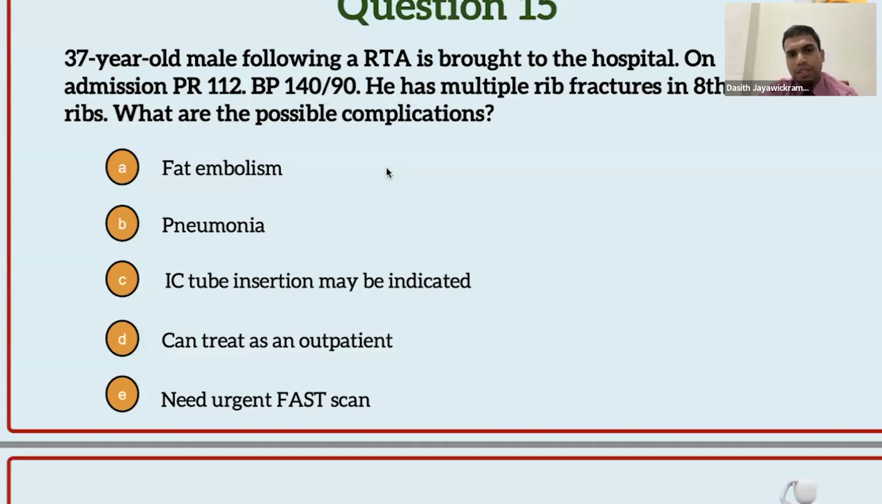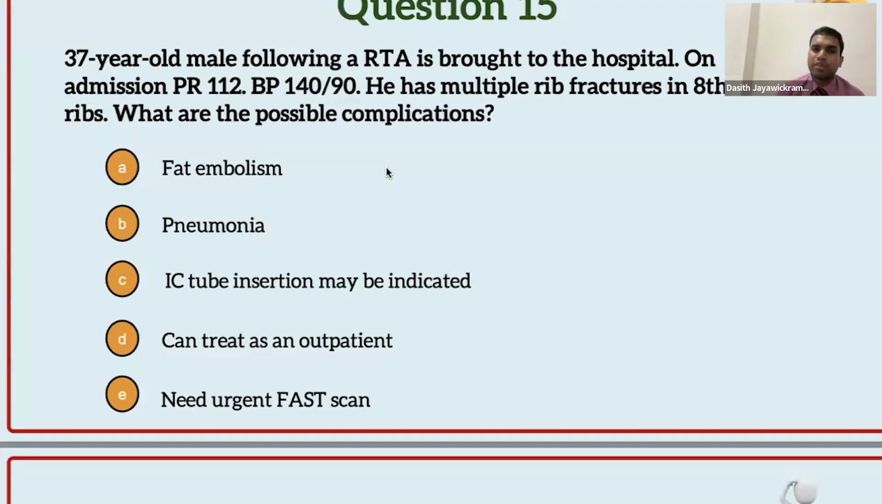No, because the patient is having tachycardia. Even though the blood pressure is normal, he's having tachycardia. He could be in class 1 hemorrhagic shock. So we can't just discharge the patient. We have to observe. Need urgent FAST scan. Yes, because there's a tachycardia, there could be some ongoing active bleeding.